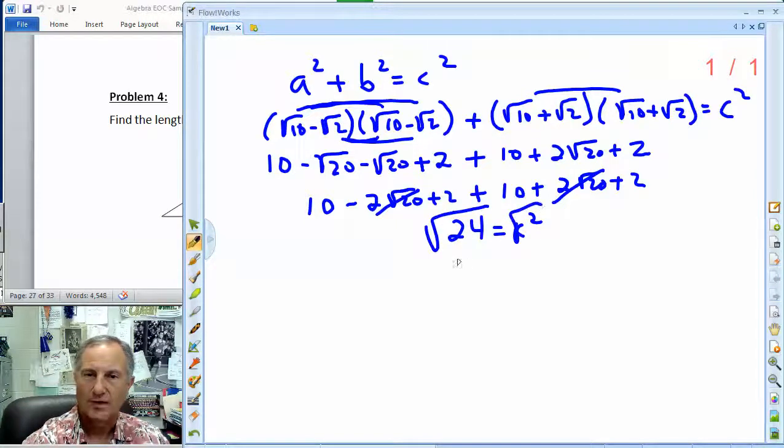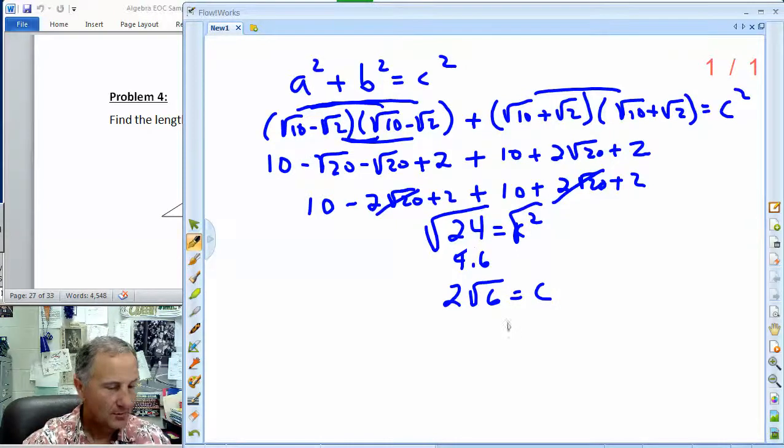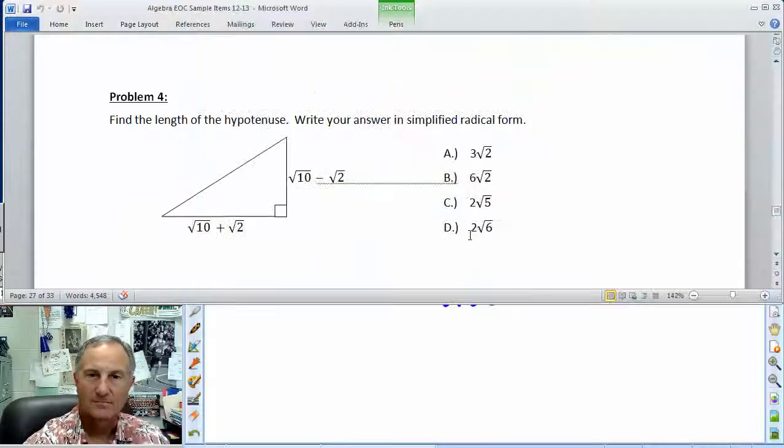I'm going to square root both sides. This is 4 times 6. So square root of 4 is 2, so we get 2 square root of 6 is equal to our c. And 2 square root of 6 is D.